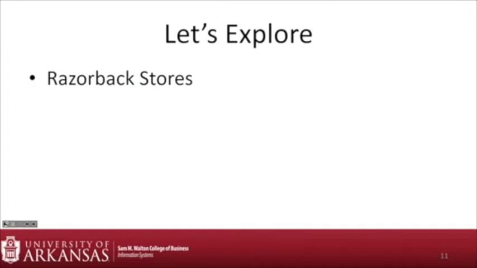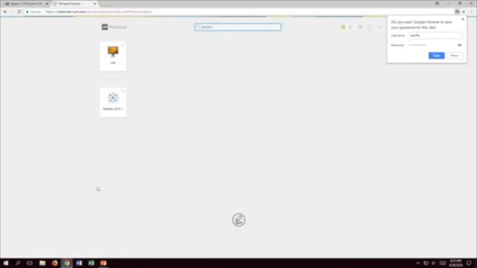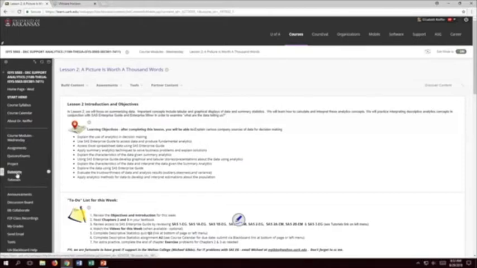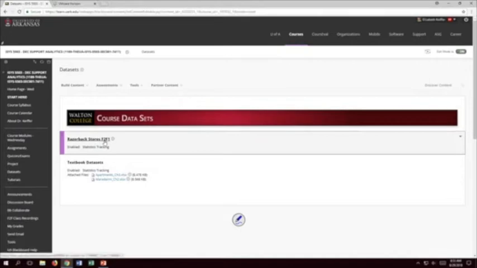Let's explore. On your Blackboard, over here on the left-hand side, you should see data sets. At the very top, it says Razorback Stores F2F1. Face-to-face 1 is the data set that I used in my Saturday class, but it worked really well for them, so you guys get to do it too.